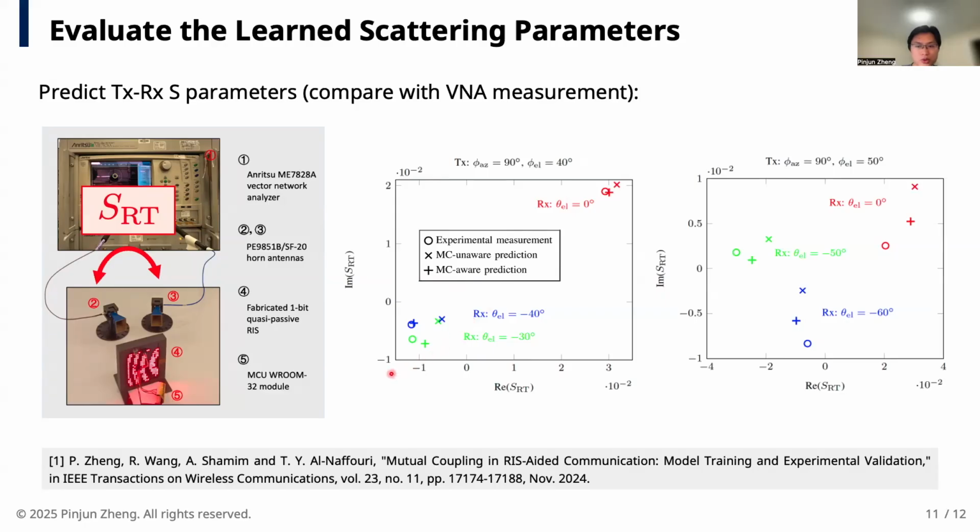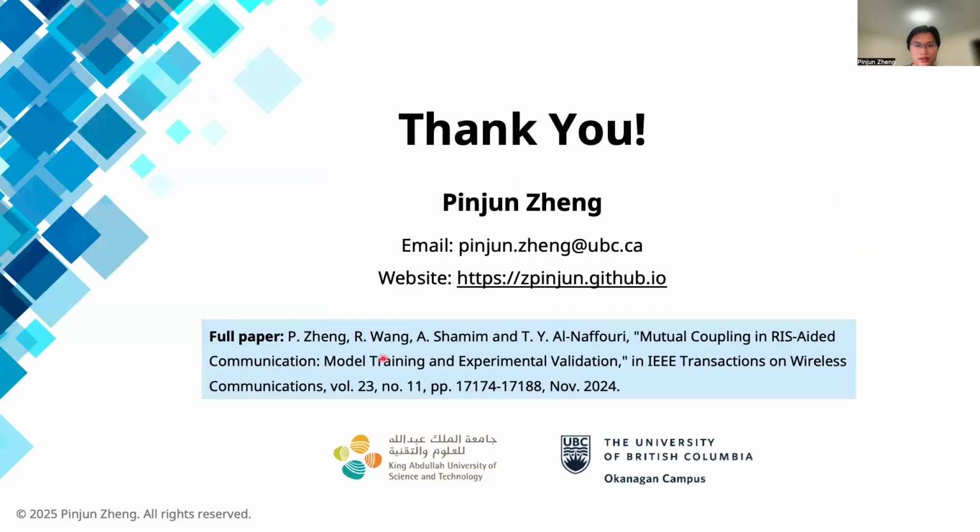So as we can see, the mutual coupling aware model is consistently closer to the real measurement, and this means that our model can indeed make accurate predictions. Okay, so these are the main ideas behind this work. If you are interested in this topic, you are welcome to read the full paper to find more details.